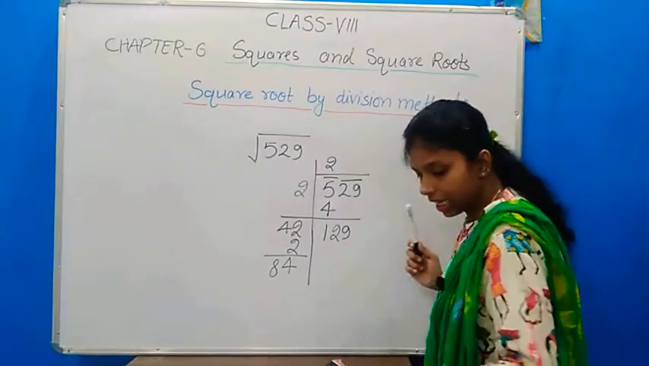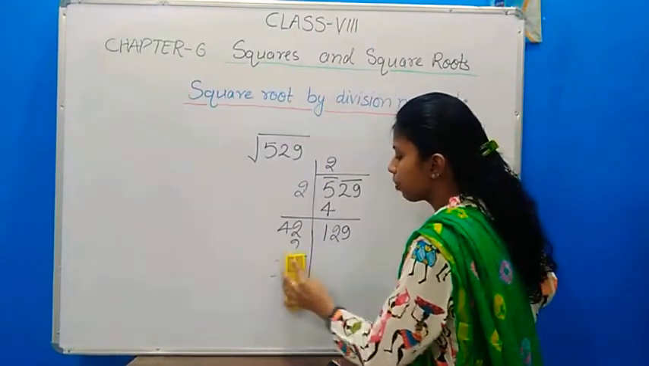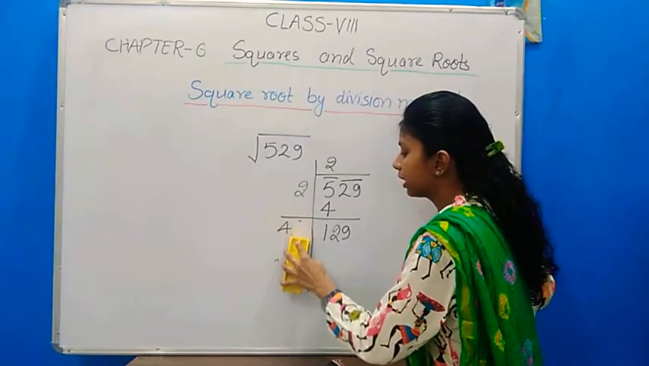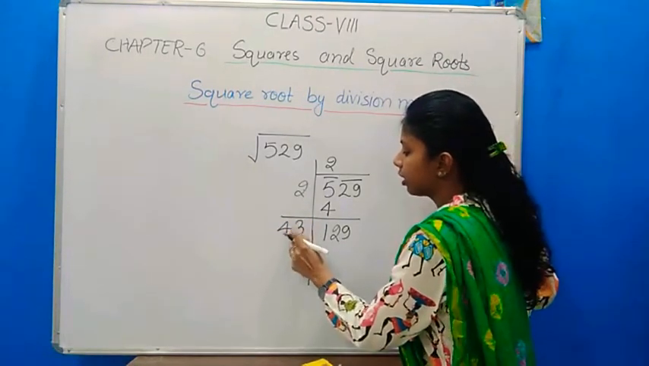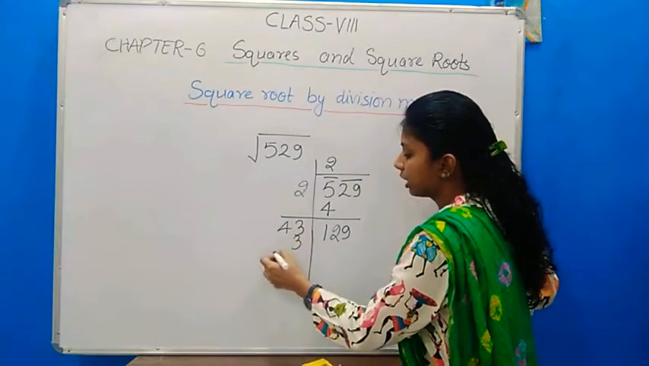So let's check another number. Suppose I am taking another number like 3. If we take 3 here, we are going to multiply this 43 by 3.